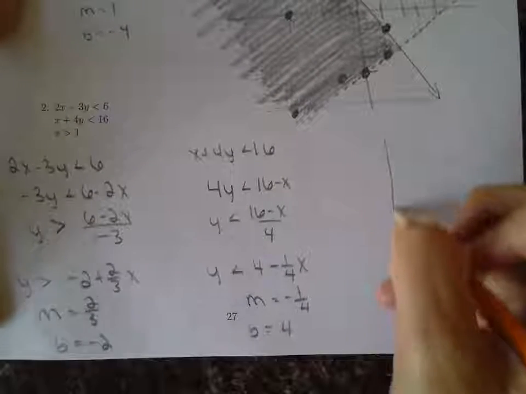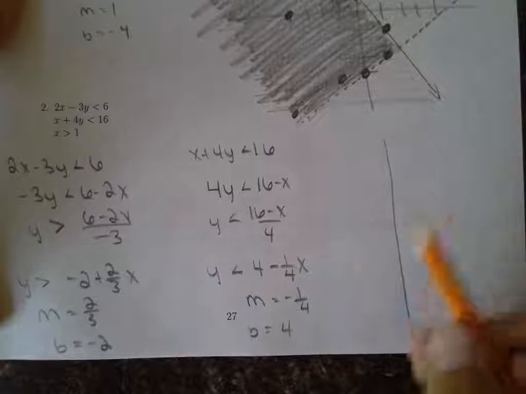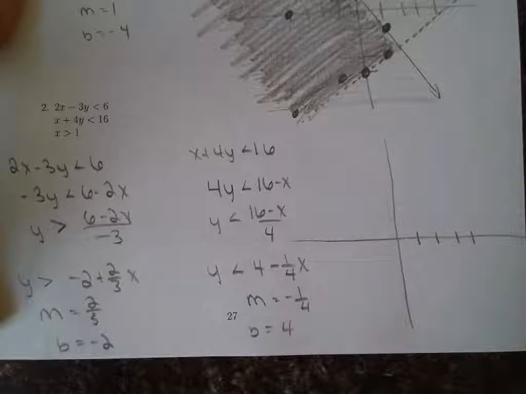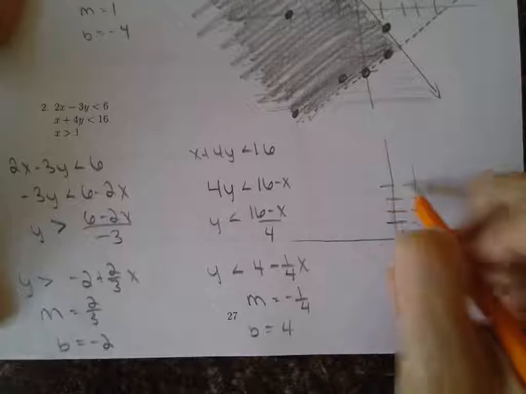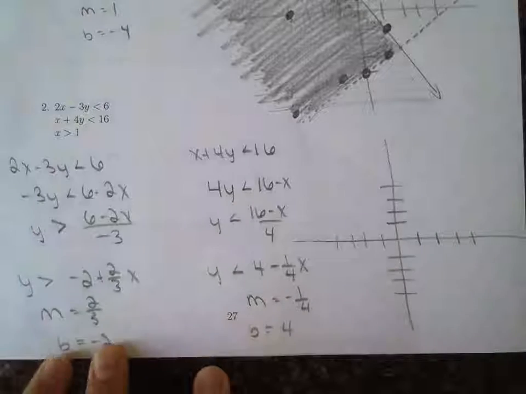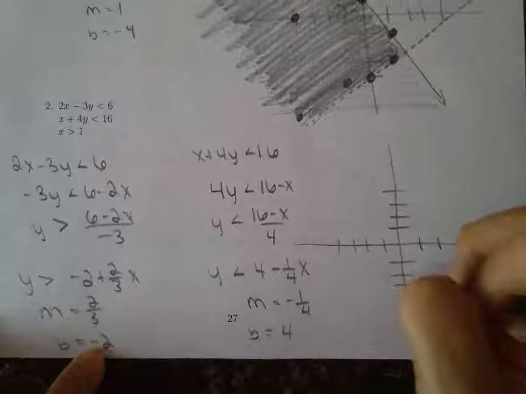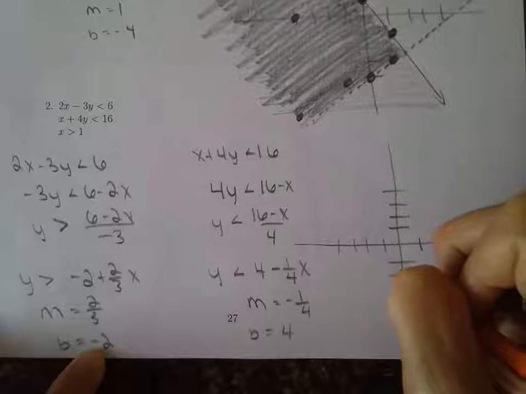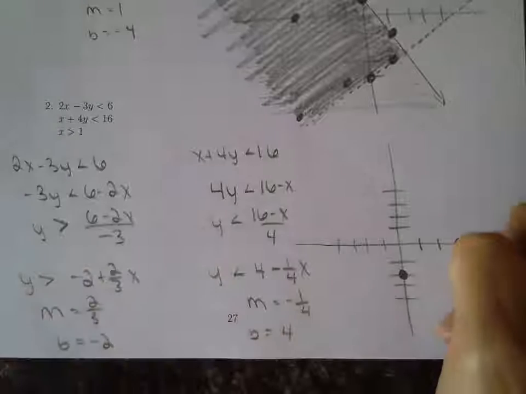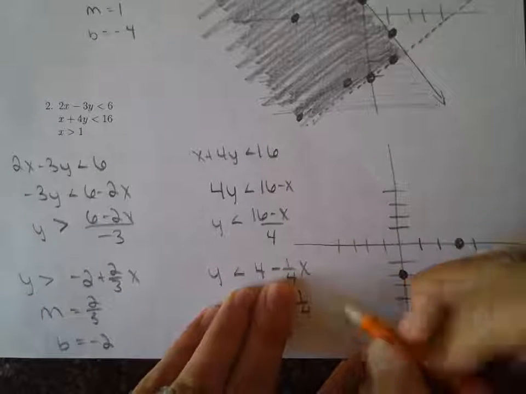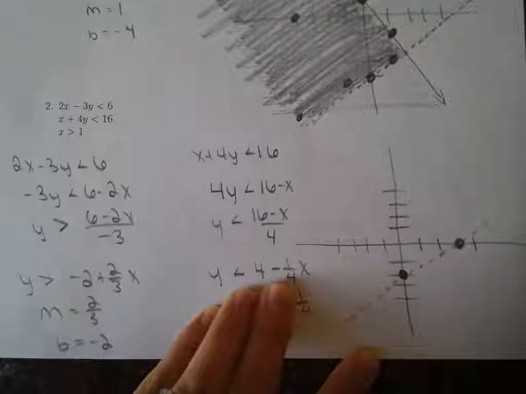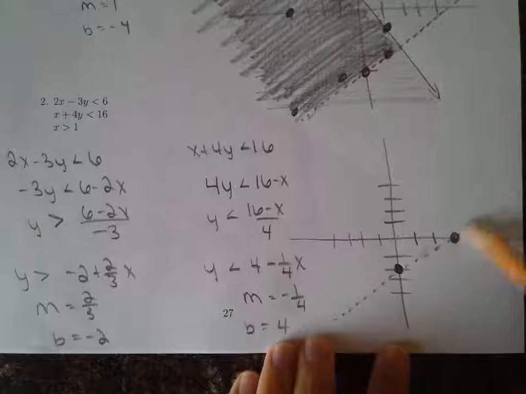Okay, so I'm going to draw a smaller graph here. I think again if we go out by 4 it should be plenty, hopefully. Okay, so the first line we have y-intercept -2. Our slope is up 2/3. It's greater than, so we're going to do dotted. And it's greater than, so we need to shade above.